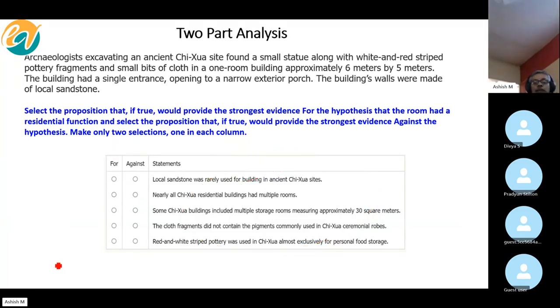As we've been discussing for all data insights, your first thing would be to understand the argument. Only then the question. Archaeologists excavating.